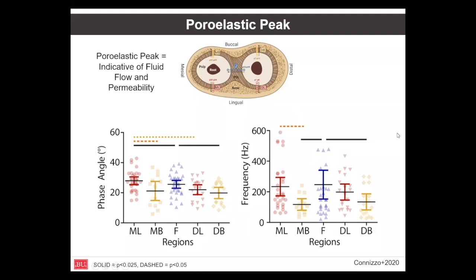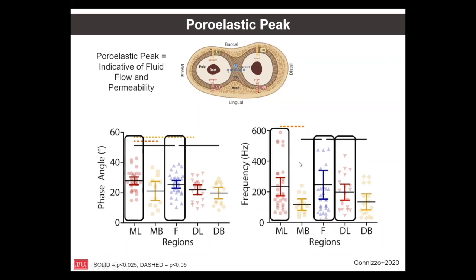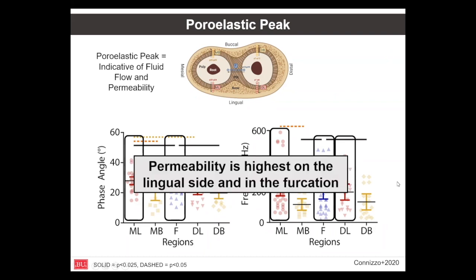When we looked at the poroelastic peak, which again is indicative of fluid flow and permeability, we found that the mesiolingual and the furcation sides were highest in both phase angle as well as in peak frequency. And we also saw a peak frequency increase in the distal lingual compared to both of the buccal regions. And so this suggests that permeability or poroelasticity is highest on the lingual side as well as in the furcation.